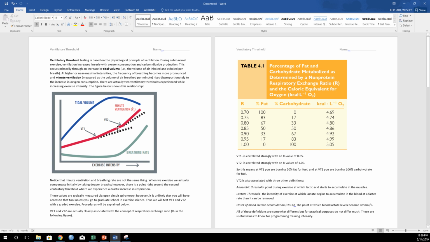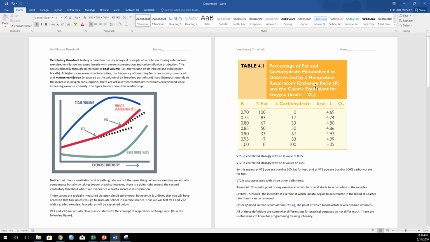The second ventilatory threshold, which is actually quite a bit easier to measure, is really when you're increasing the intensity even more, and then you begin to hyperventilate. Now, there's a lot of really interesting stuff that we can surmise from VT1 and VT2. If you look over here, VT1 and VT2, it might not be associated with this until you start thinking about it, something called a respiratory exchange ratio.